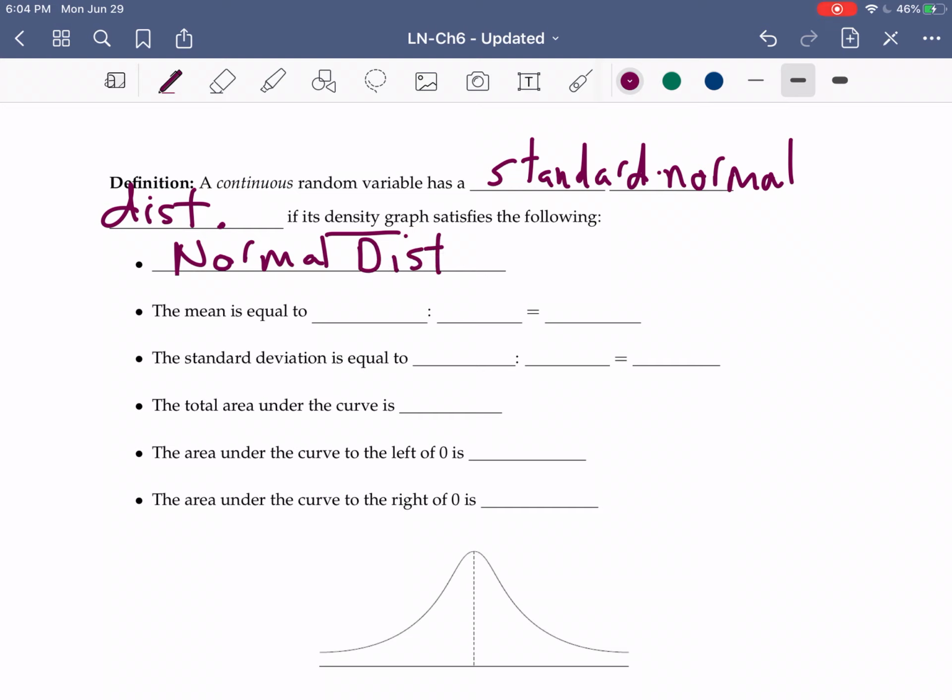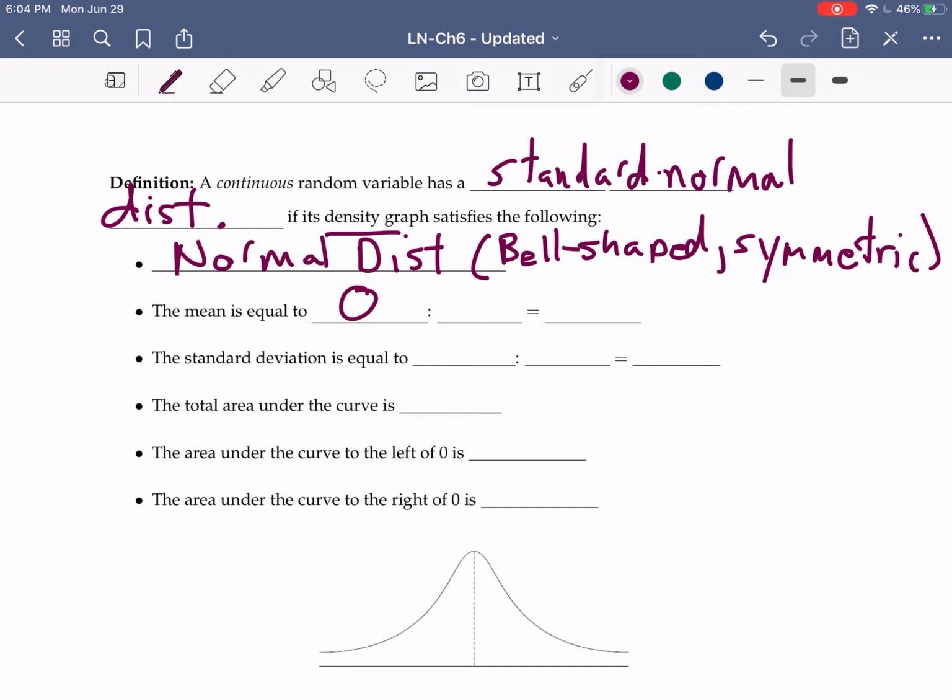If it's a normal distribution, that tells us it is bell-shaped. It is symmetric. The mean should be equal to 0. If it is a standard normal distribution, the mean is equal to 0. The standard deviation should be equal to 1. Total area under the curve: what is true about the area under any density curve? The area should be equal to 1.